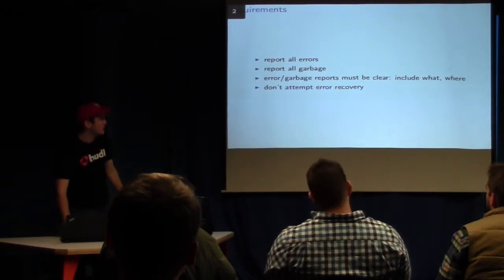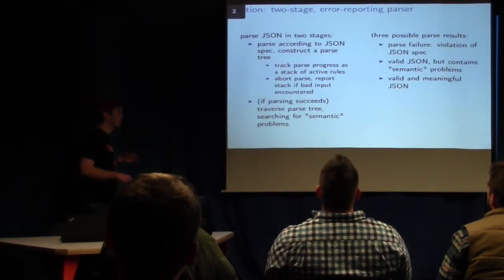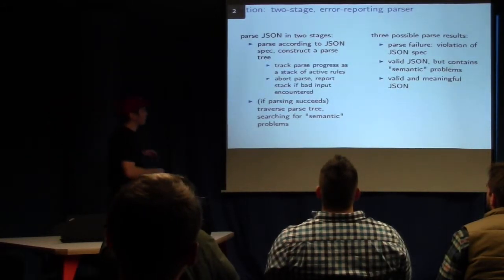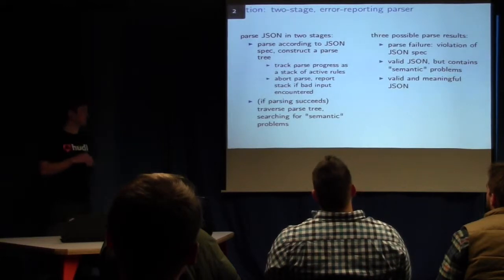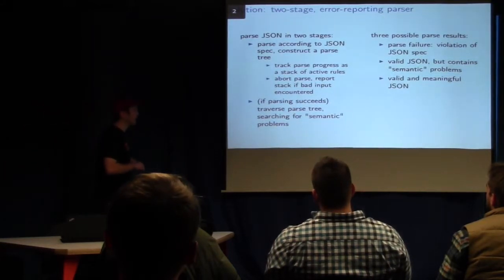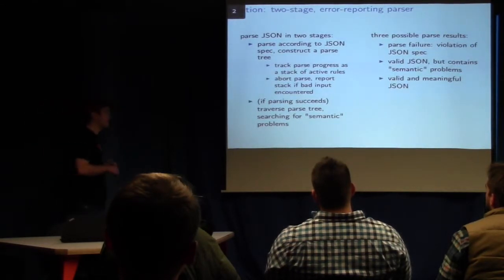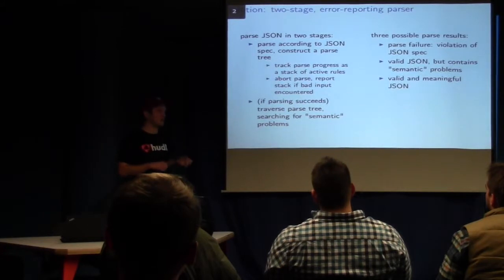So I ended up building this tool called misQ-JS. And just very quickly, the overall design of it is a 2-stage error reporting parser. In the first stage, it parses according to the JSON spec as closely as I can follow it, and it builds a parse tree. As it's going through, it's keeping track of all the active parse rules and building a stack.